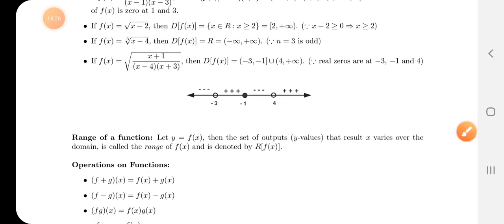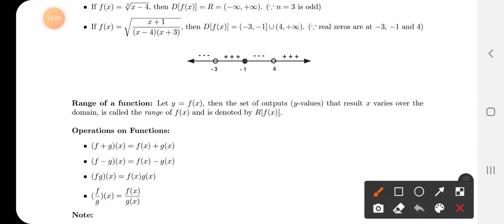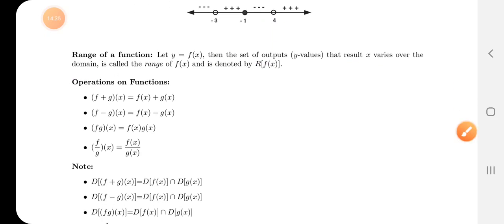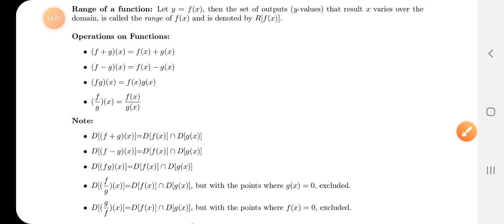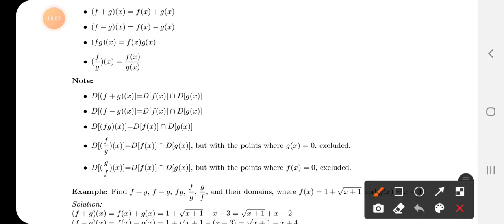Okay, the range of a function is just the set of the outputs that result as x varies over the domain. And operations on functions: just like numbers, you can add, subtract, multiply and divide numbers. The same you can do with functions. You can add functions, subtract functions, multiply functions, or divide functions. It's simple. But what about their domain? What's the domain of their sum? For example, you have two functions and you added them, and then you want to find their domain.